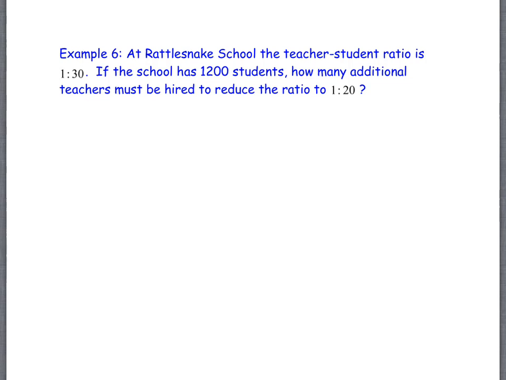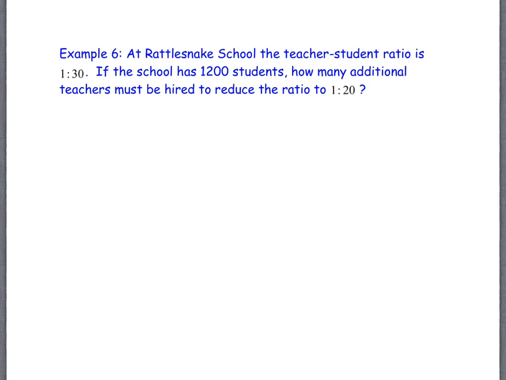At Rattlesnake School, the teacher-student ratio is 1 to 30. If the school has 1,200 students, how many additional teachers must be hired to reduce the ratio to 1 to 20? So what are we comparing in the problem? Students to teachers or teachers to students, right.